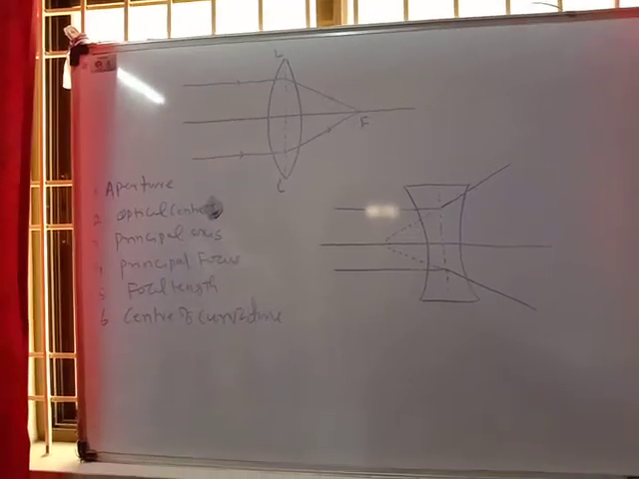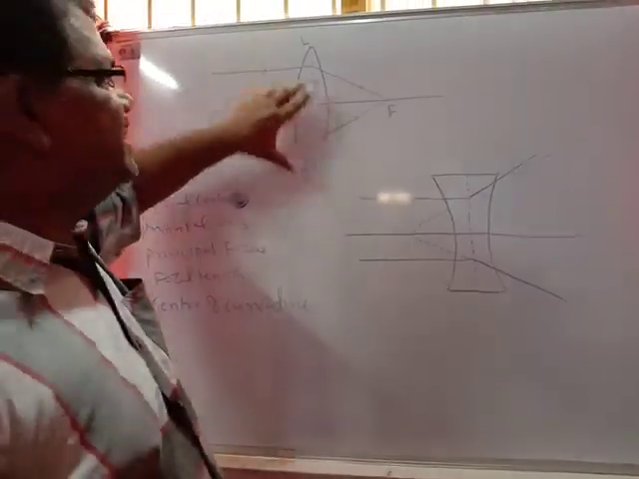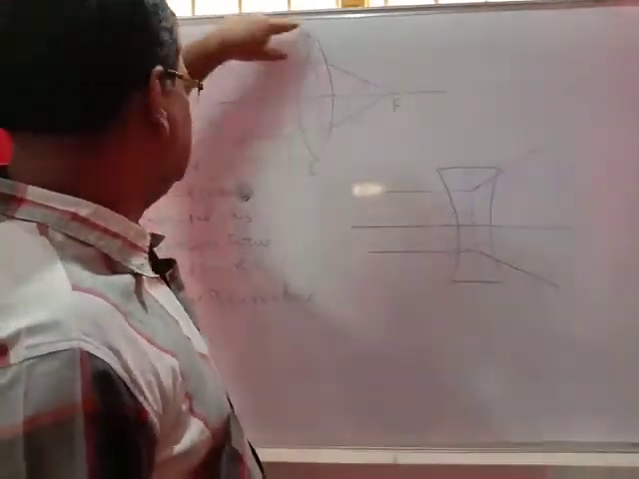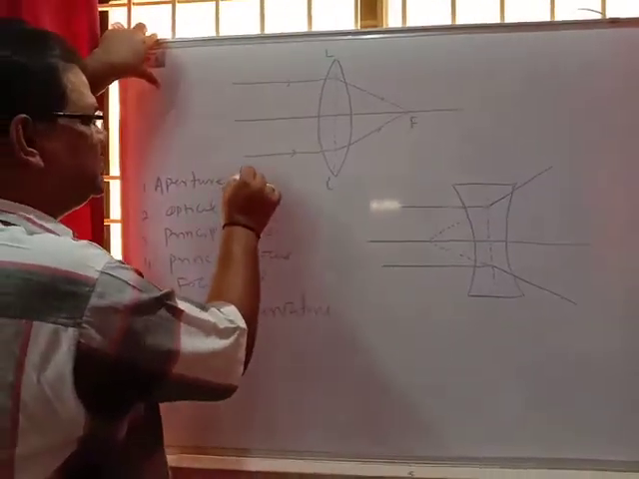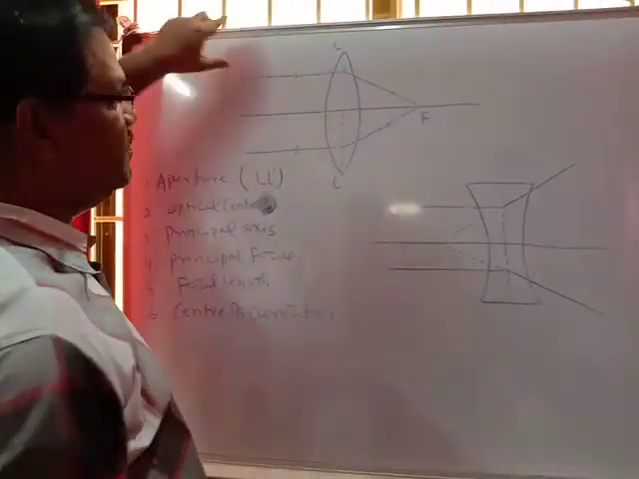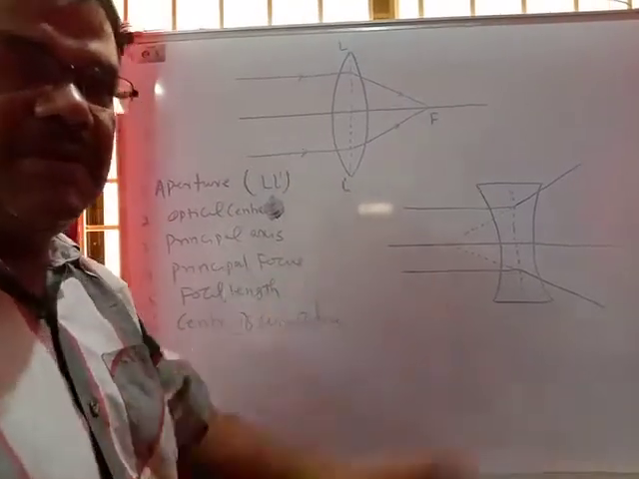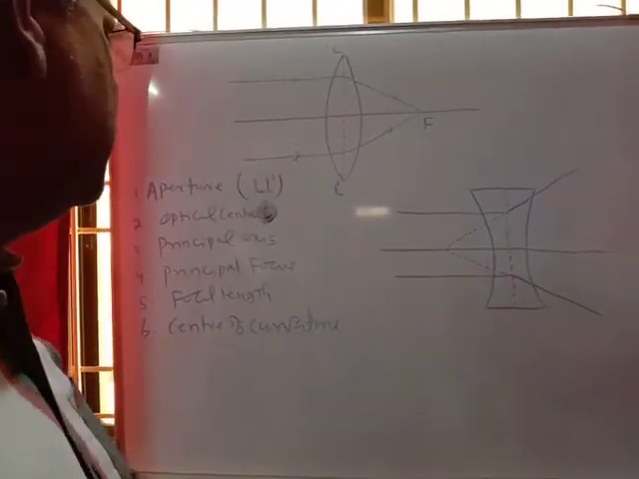Aperture. Actually, it is the width of the lens. That is, L dash is the aperture. Aperture equals L dash. It is the portion of the lens which is exposed for the refraction, and that is called the aperture.